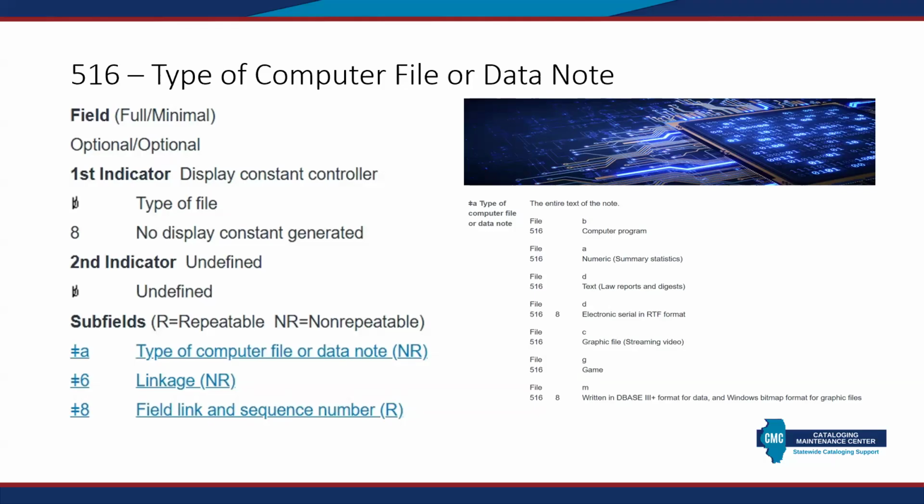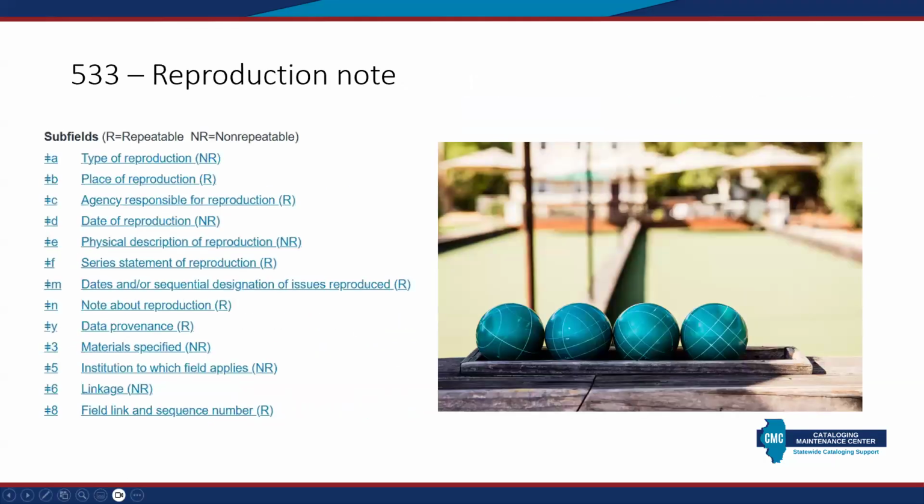So let's take a look next at the 533. It's the reproduction note. For brevity's sake, I won't take as much time describing all the subfields for the 533. For once, they actually have straightforward descriptive names. Thanks, BFAS. However, BFAS does have specific guidelines for e-resources.